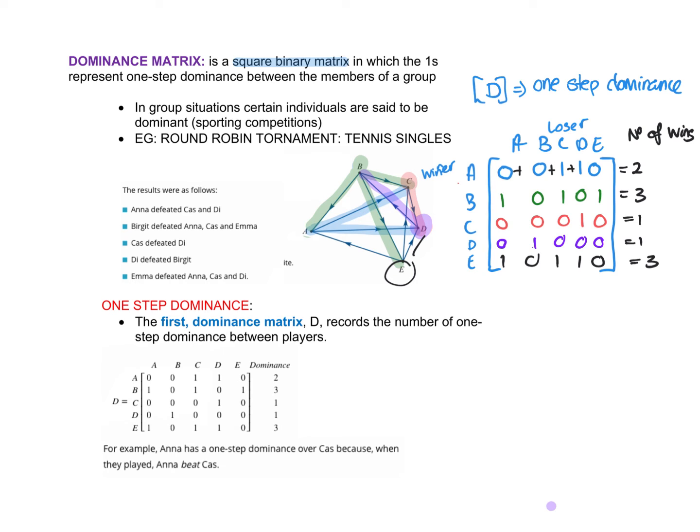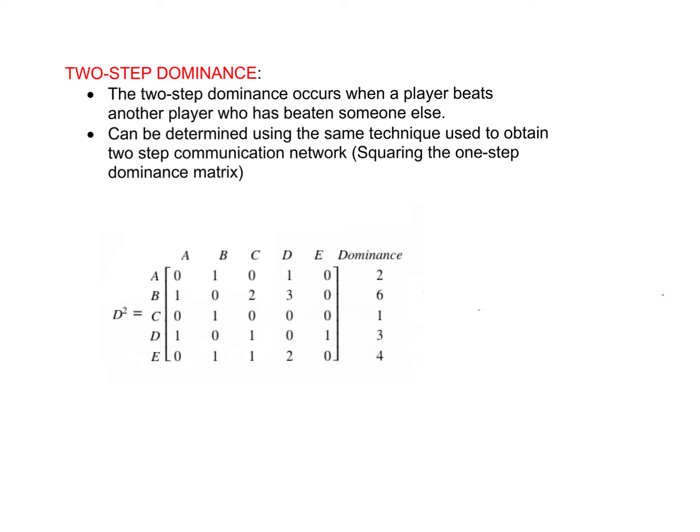So this is where we will look into two-step dominance, and two-step dominance is found simply by squaring that first dominance, like in communications, okay? So let's have a look. This is two-step dominance. So they have squared this, the D matrix, okay? So what two-step dominance means, if I looked at an example, I'll do an example of this one, and I'll just explain what that 1 means.